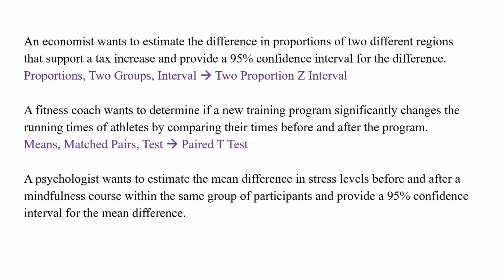The next one, a psychologist wants to estimate the mean difference in stress levels before and after a course that they have within the same group of participants and provide a 95% confidence interval for that mean difference. So this is a mean difference, okay, mean difference in stress levels. This is going to be a matched pairs because they specifically say the same group of participants, and we are going to be creating an interval. So this is going to be a paired T interval here.